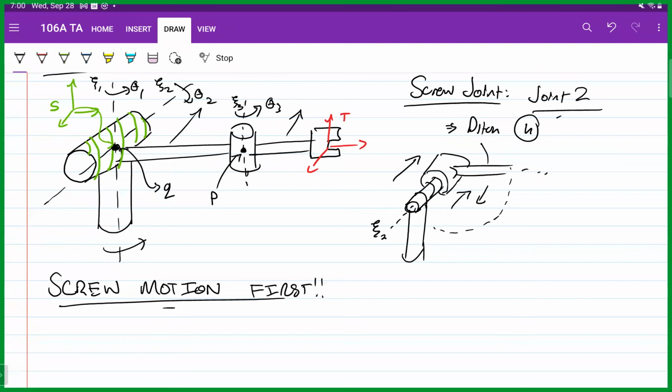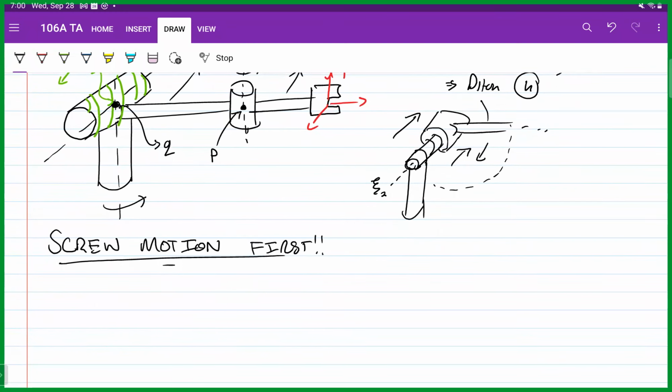First, I'm just going to lay out my product of exponentials formula, just like before. So we start with the product of exponentials: e to the xi 1 hat theta 1, e to the xi 2 hat theta 2, e to the xi 3 hat theta 3, times our initial transformation, G_ST of 0, is equal to our desired rigid body transformation G_D. I'm going to start by doing the same thing we did last time: isolate all of these angles over on the side.